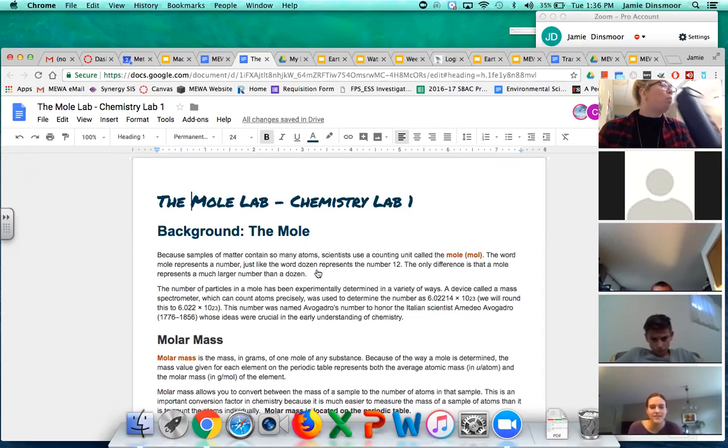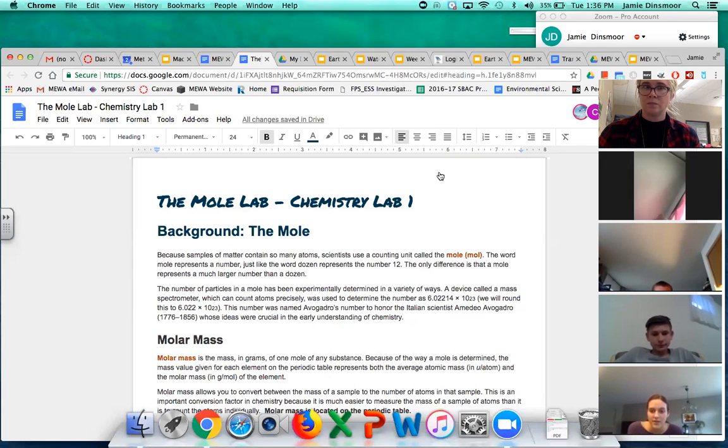Because samples of matter contain so many atoms, scientists use a counting unit called the mole. The word mole represents a number, just like the word dozen represents the number 12. The only difference is that a mole represents a much larger number than a dozen. The number of particles in a mole has been experimentally determined in a variety of ways. A device called a mass spectrometer, which can count atoms precisely, was used to determine the number as 6.02214 times 10 to the power of 23. We will round this number to 6.022 times 10 to the power of 23. This number was named Avogadro's number to honor the Italian scientist Amedeo Avogadro, whose ideas were crucial in the early understanding of chemistry.